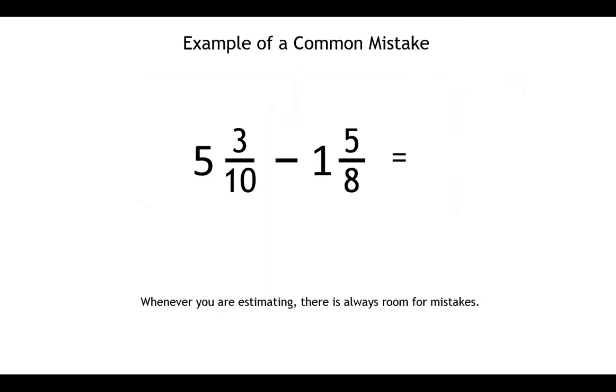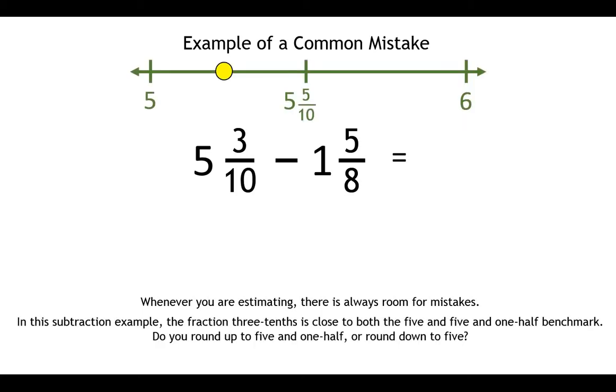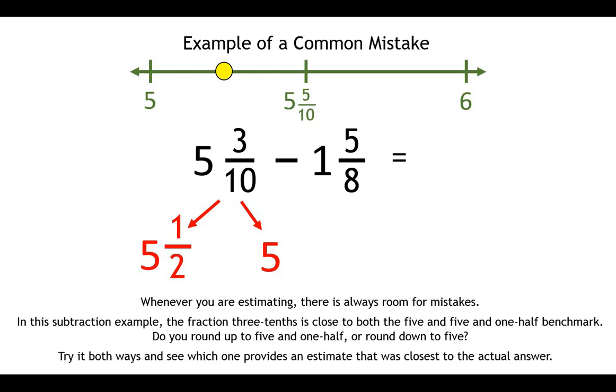Now, whenever you are estimating, there is always room for mistakes. In this subtraction example, the fraction 3/10 is close to both the 5 and 5 1/2 benchmark. Do you round up to 5 1/2 or round down to 5? Try it both ways and see which one provides an estimate that was closest to the actual answer.